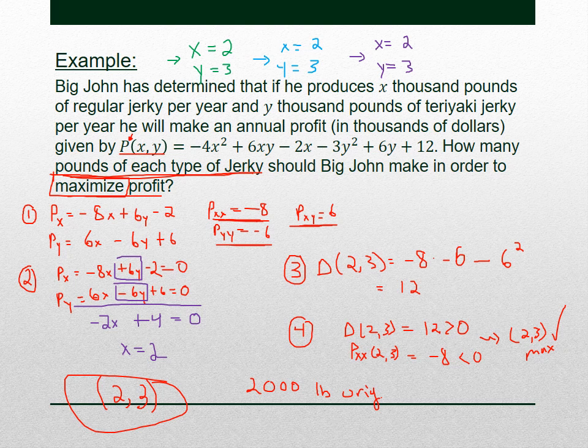Okay, so to do that, we get that D of (2, 3) is 12, which is positive. We also need the second partial with respect to x at (2, 3). What was that? Well, that was negative 8, which is negative. So, yay, that does give us that (2, 3) is a maximum.